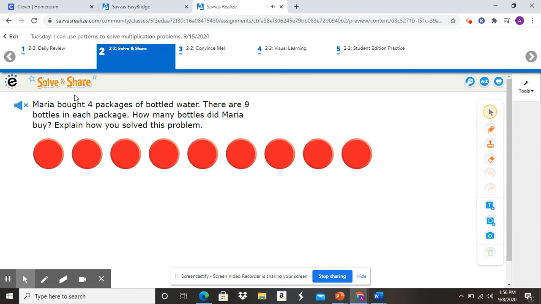Maria bought 4 packages of bottled water. There are 9 bottles in each package. How many bottles did Maria buy? Explain how you solved this problem.